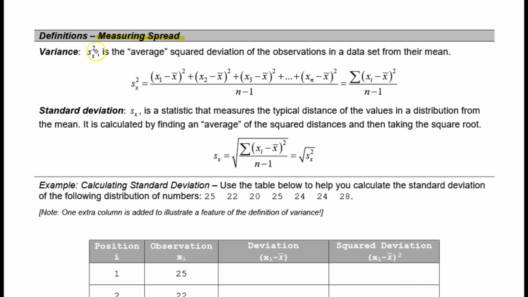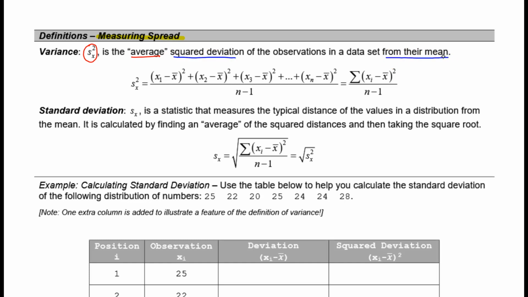The symbol for variance is S sub x squared. x represents the variable that we're measuring, the quantitative variable, and s squared is the symbol we use for variance. It is the "average." Notice that average is in quotes. I'll talk about that in just a second. It's the average squared deviation of the observations in a data set from their mean. So let's talk first about what squared deviation from the mean means.